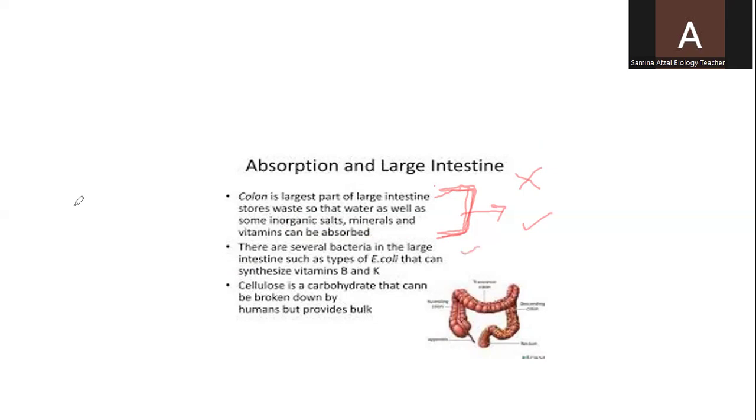Another function of the large intestine is that there are several bacteria such as E. coli that can synthesize vitamins B and K. Cellulose is a carbohydrate that cannot be broken down by humans but provides bulk. It is not absorbed even in the small intestine, so it is excreted out of the body, but it is stored in the rectum for some time, then it is egested.